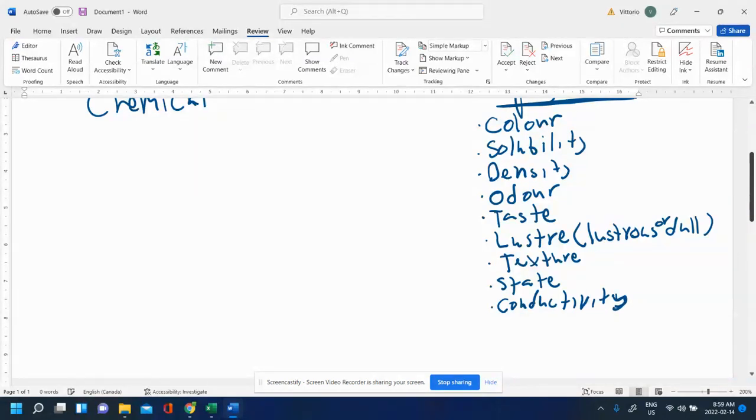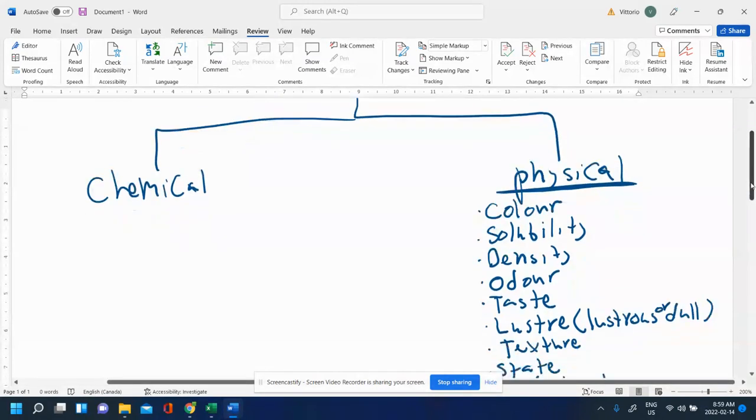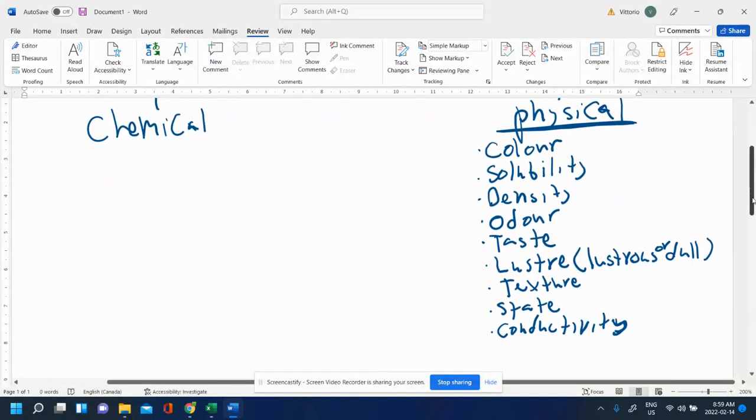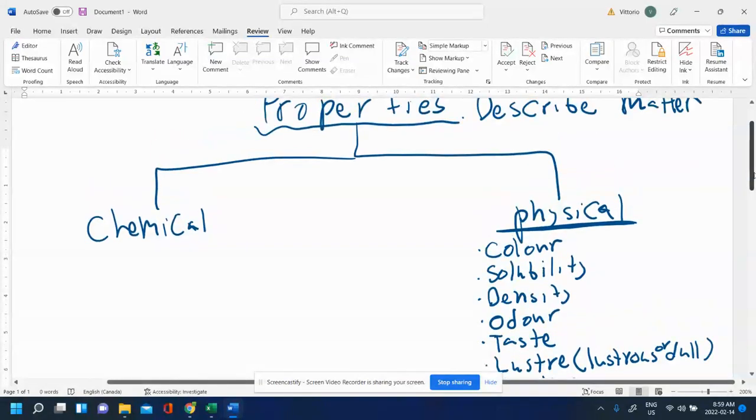Conductivity is actually a physical property as well. A lot of students make the mistake of thinking it's a chemical property. That's actually a physical property. So color, solubility, density, odor, taste, luster, texture, state, conductivity. Those are all some common examples that you might see of physical properties because they don't change what the substance is when you describe it.